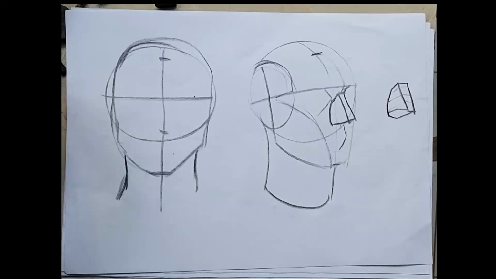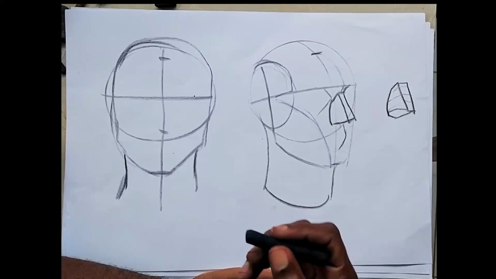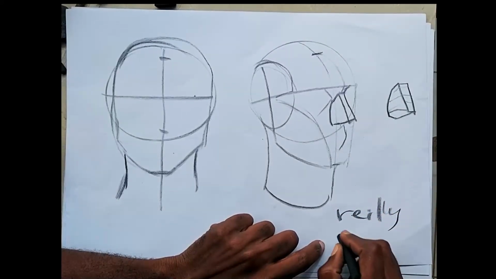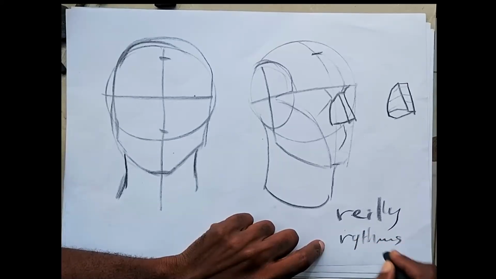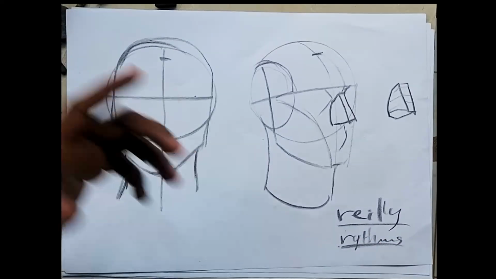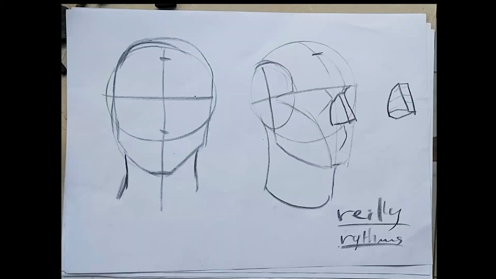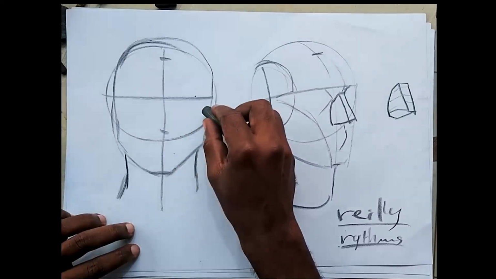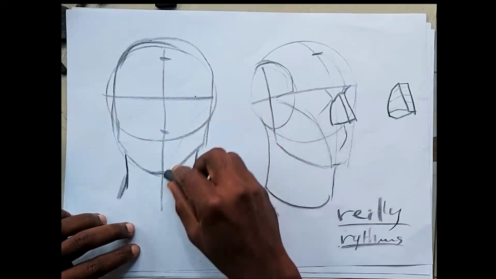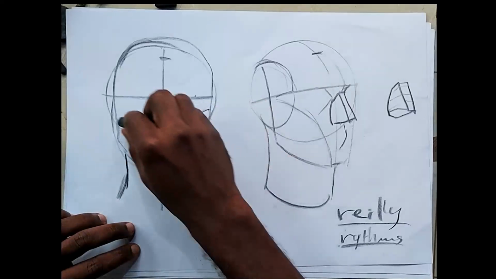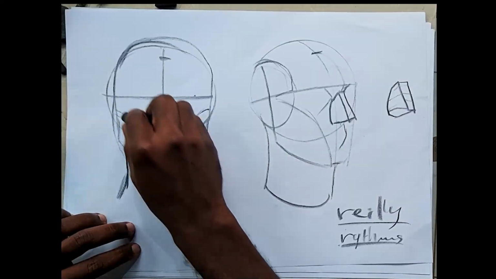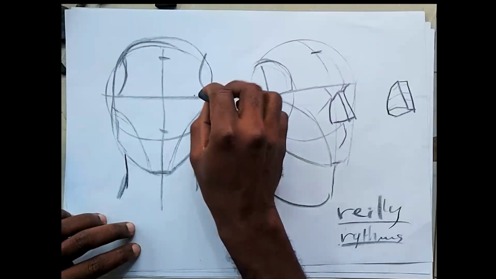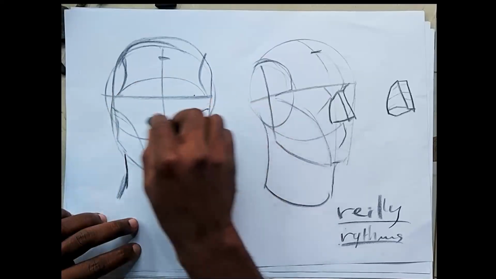So I was talking about the rhythms, the Reilly rhythms, like this one. You have to do some research. It will be interesting for you if you want to draw faces. So this rhythm, for example, is one of those rhythms. You have to memorize this set of rhythms, and you can draw more interesting faces. This rhythm, for example, this 1, 2.